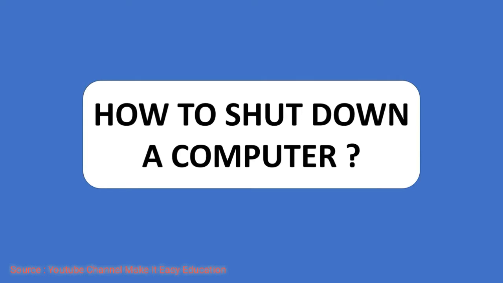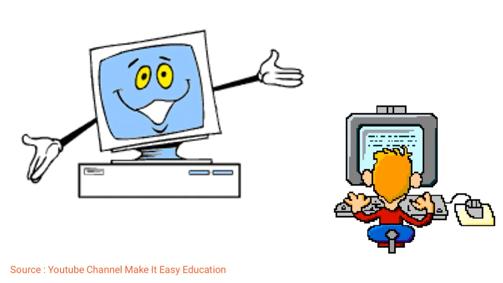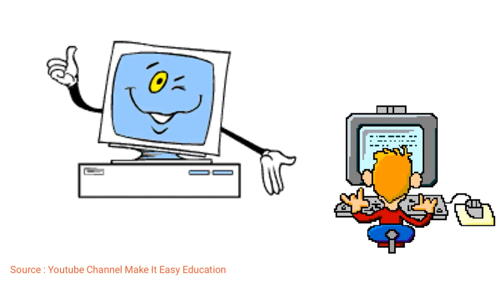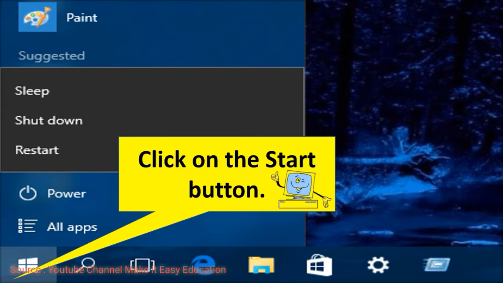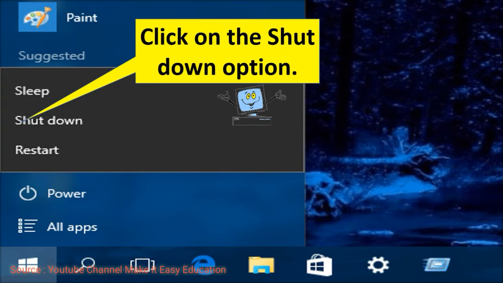How to shut down a computer. After your work is finished, you should always shut down the computer. Step 1. Click on the Start button. Step 2. Click on the Power button. Step 3. Click on the Shutdown option, and wait for some time, till the computer turns off automatically.